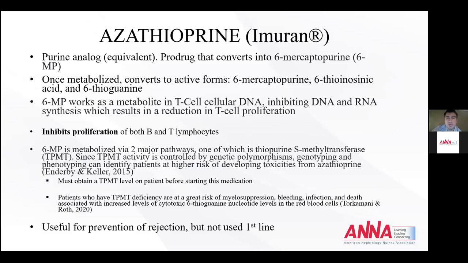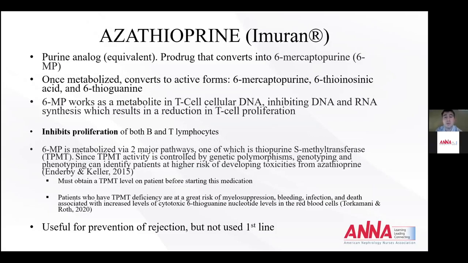Azathioprine, or Imuran, it's a purine analog, which means it's a purine equivalent, and it's also a prodrug. A prodrug is not an active drug; it has to actually convert and go through metabolism, but it does convert into 6-mercaptopurine, make sure I say that right, or 6-MP, okay? And that's important because once metabolized, it converts into the active forms: 6-thioinosinic acid and 6-thioguanine. These are all the active forms it can convert into.